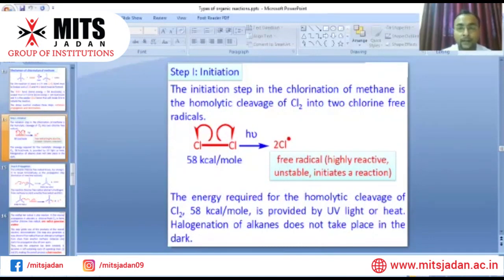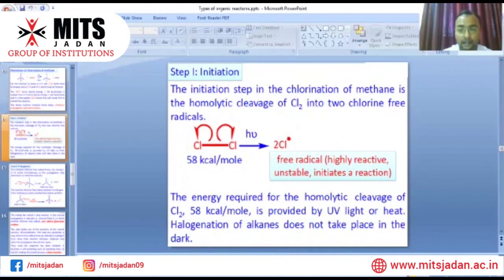That is represented by the two fish hook arrows, as we understood in our previous slides. And 58 kilocalories per mole of energy is required, which is obtained from ultraviolet light, to get the two chlorine free radicals. These chlorine free radicals are highly reactive and unstable, and responsible for initiating this reaction. The energy required for the homolytic cleavage of the chlorine molecule is 58 kilocalories per mole, provided by ultraviolet light or heat, and halogenation of alkanes does not take place in the dark.